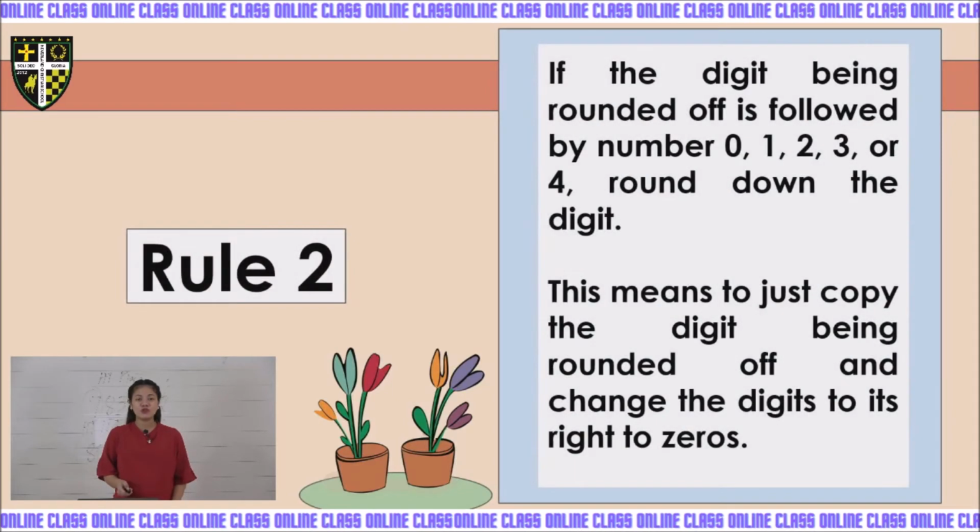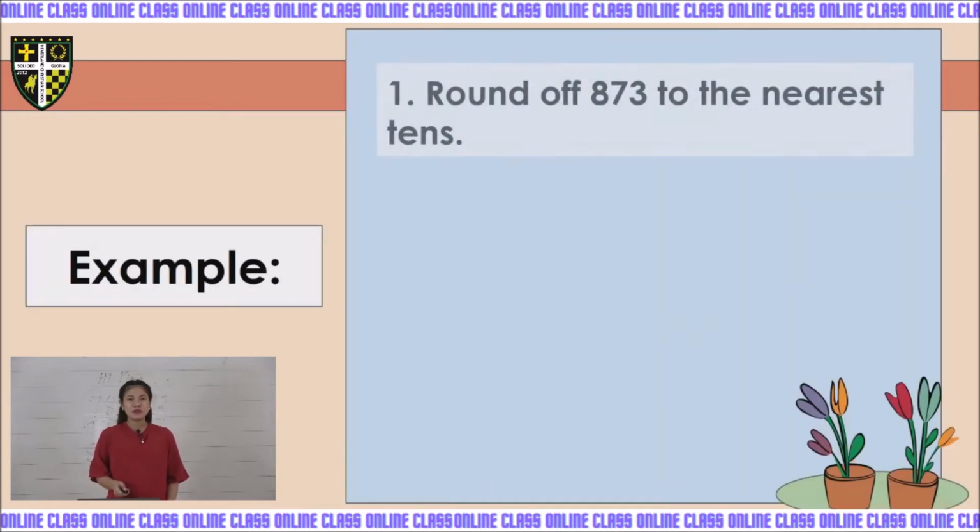Now let's move on to rule number 2. Rule number 2: if the digit being rounded off is followed by the number 0, 1, 2, 3, or 4, round down the digit. This means to just copy the digit being rounded off and change the digits to its right to 0. So let us have an example. Example number 1, round off 873 to the nearest tens.